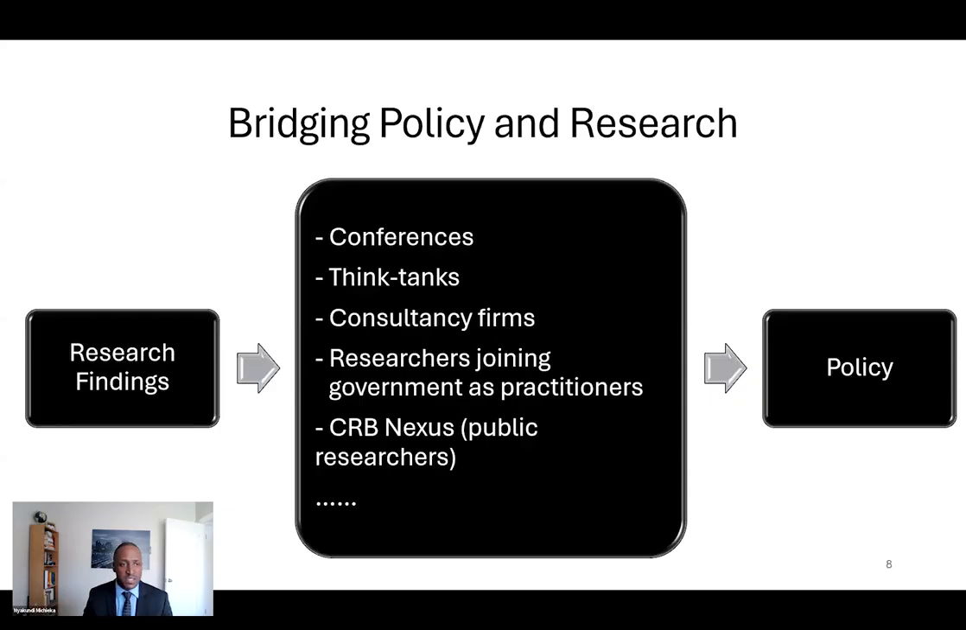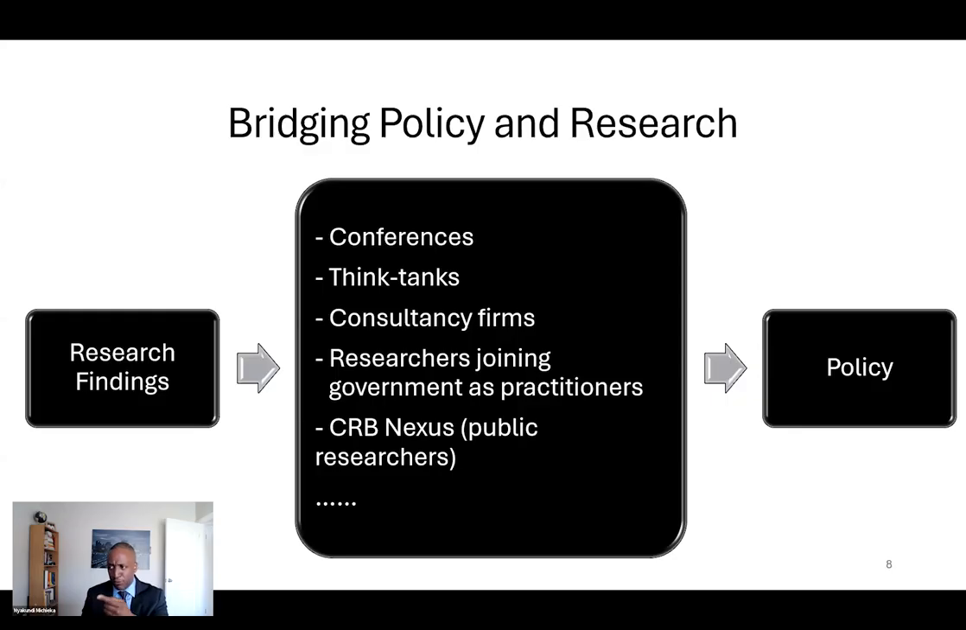This can happen at conferences. You have think tanks that put together some really cool seminars to bring these groups together. We have consultants who try to flesh out some of these issues and simplify them for the general public to understand. And then you have CRB Nexus all the way at the bottom, right? Which is what I'll talk about, which is why we're here and some of the work that it does.